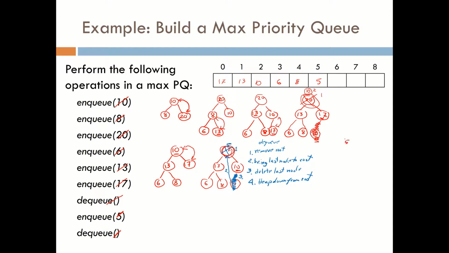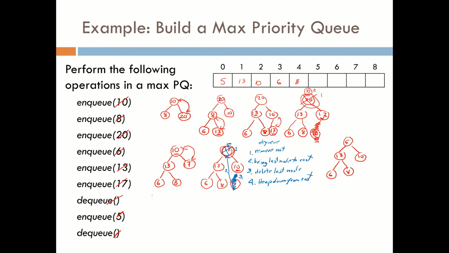So here's 5. It's now the root. Here's 13, and here's 10. Here's the 6. And here is the 8. Okay, so what happened in our array? Well, we got rid of the 17. We moved the 5 in its place. Right, we've got the 5 from the end. We removed the 5, and this is where we are. 5, 13, 10, 6, and 8. We're now going to start heaping down, okay?